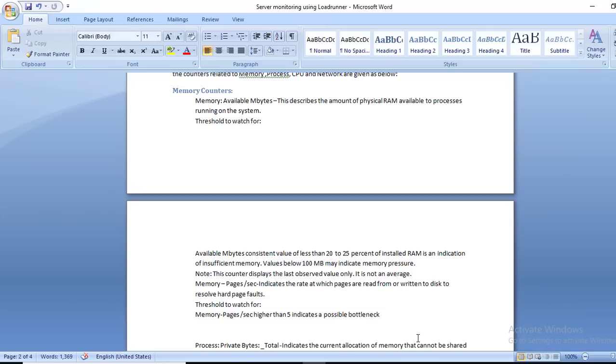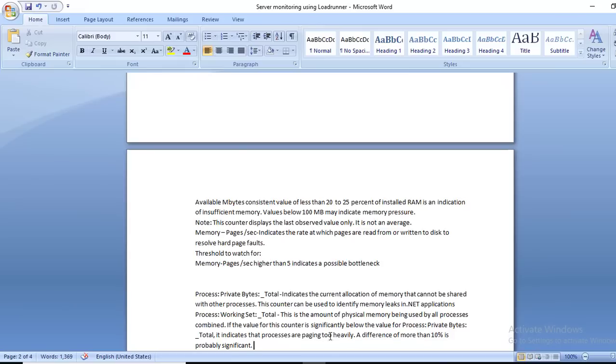There should be sufficient memory. If sufficient memory is not there, then it will lead to paging, and it will lead to pages per second. It indicates the rate at which pages are read from or written to disk to resolve hard page faults. Now, the threshold to watch for: pages per second higher than 5 indicates a possible bottleneck. If this value is 0, then it's well and good, and if it is higher than 5, then it is a great problem, and it may be a possible bottleneck.